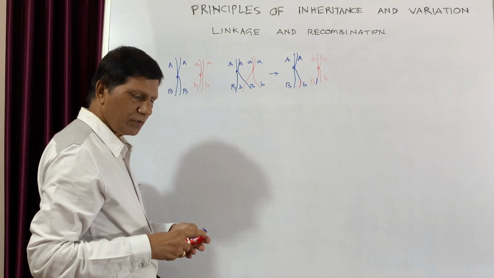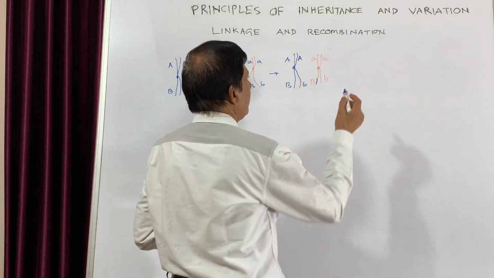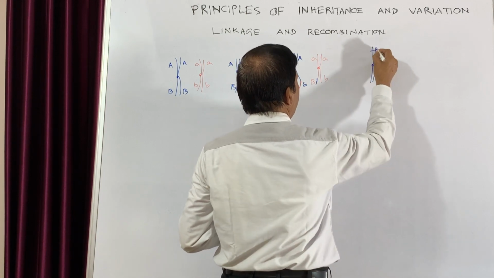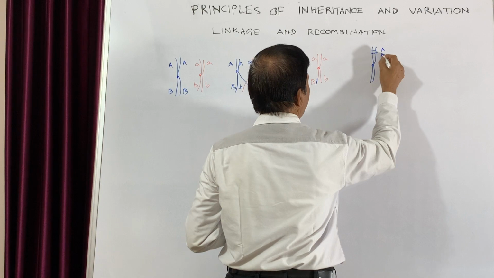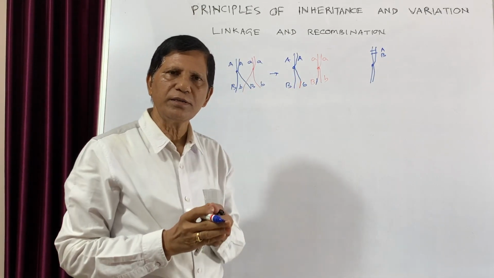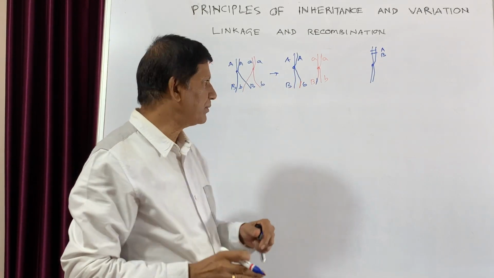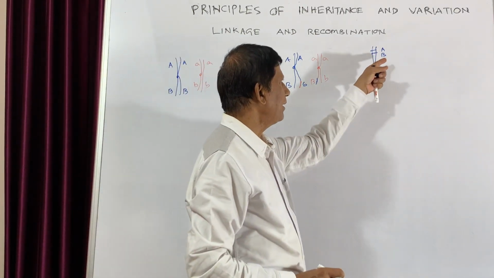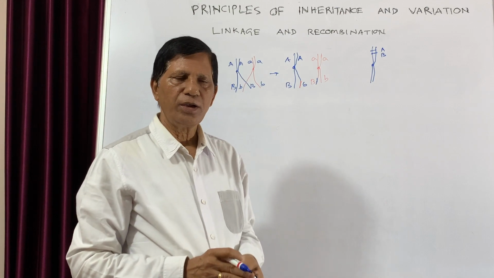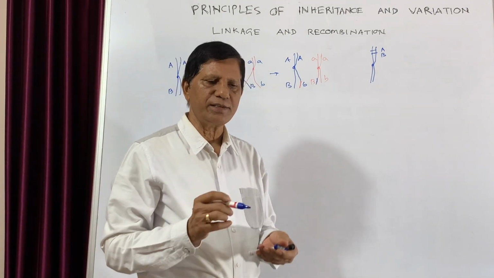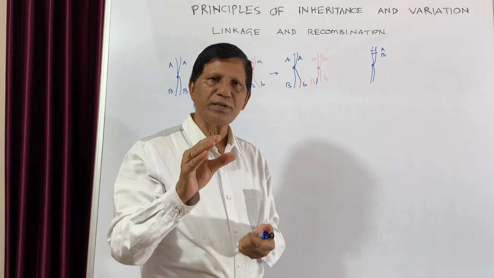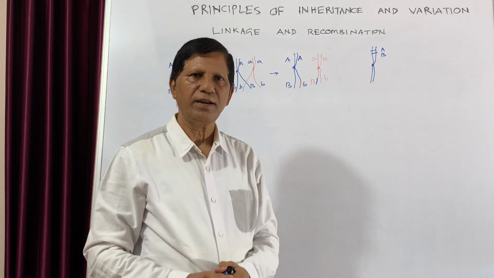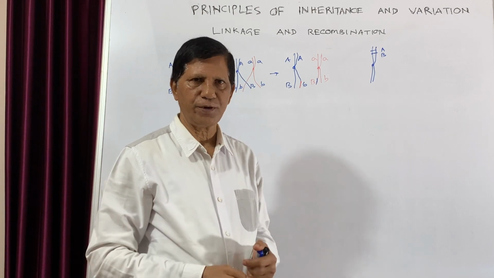But suppose in one case, this is a chromosome, and here gene A is there, and here gene B is there. They are very close to each other. So the probability of recombination is very less. So in that case, we can tell that A and B are linked together. So now it is clear to you what is linkage. That means when several genes are present in one chromosome, they tend to inherit together. This is known as linkage.